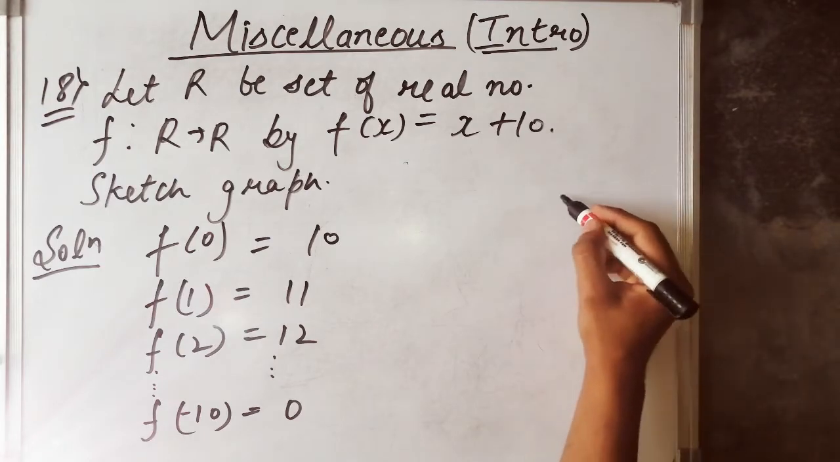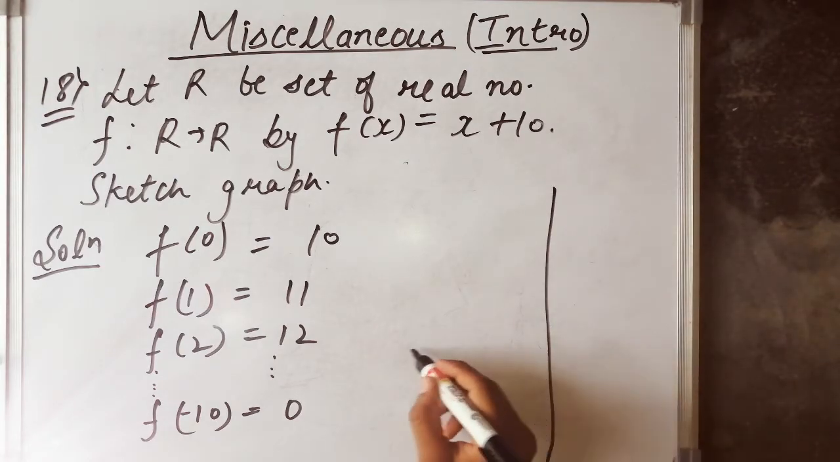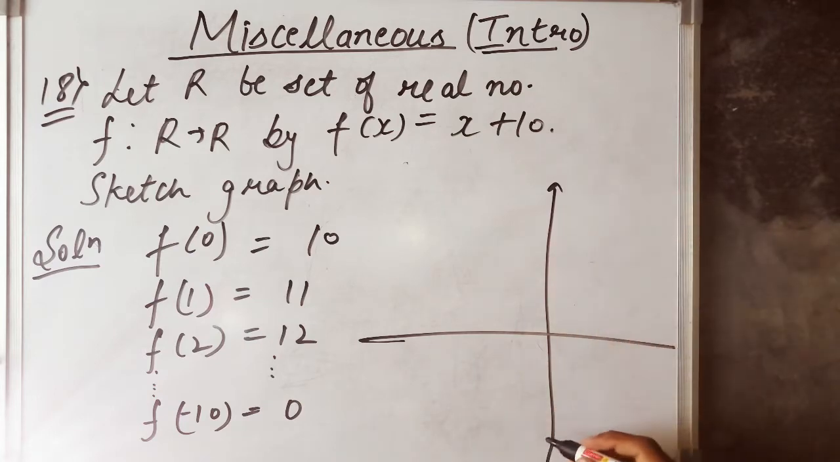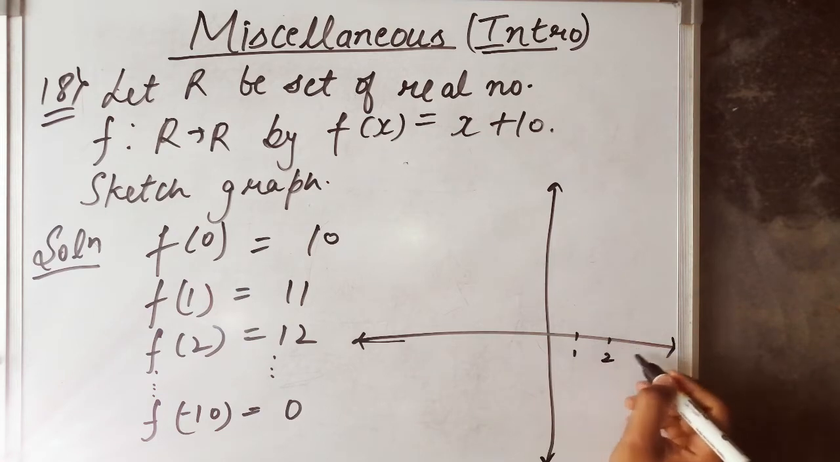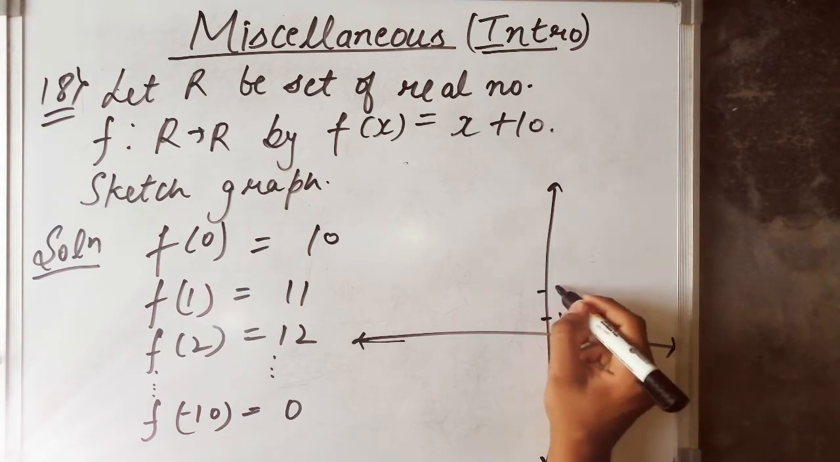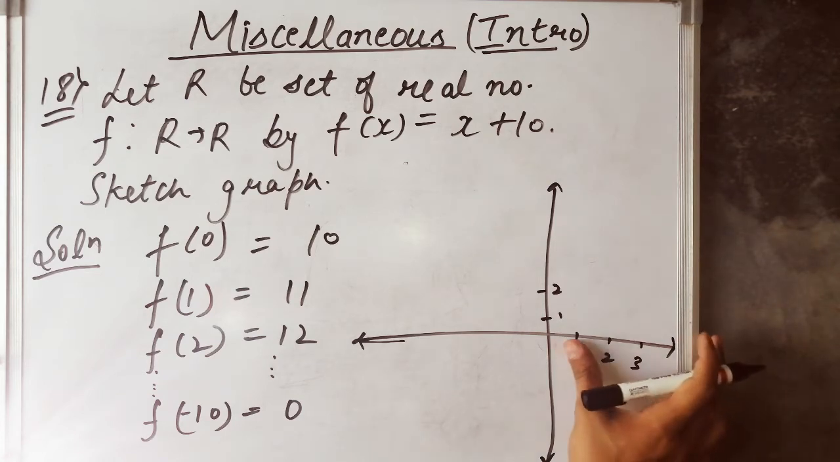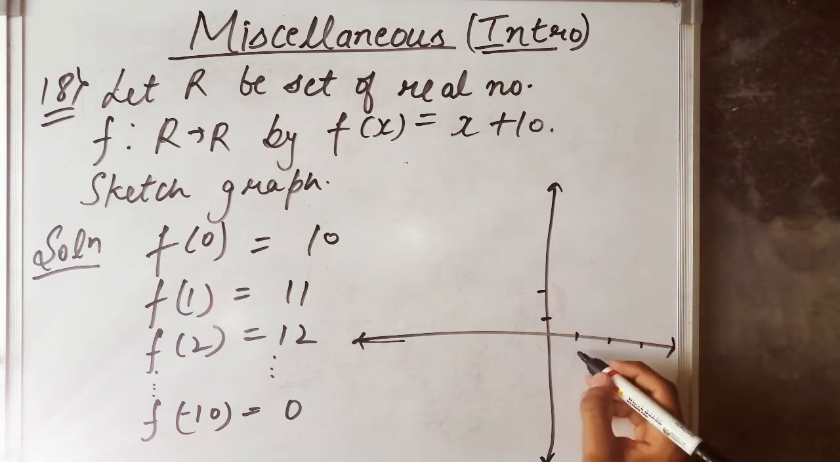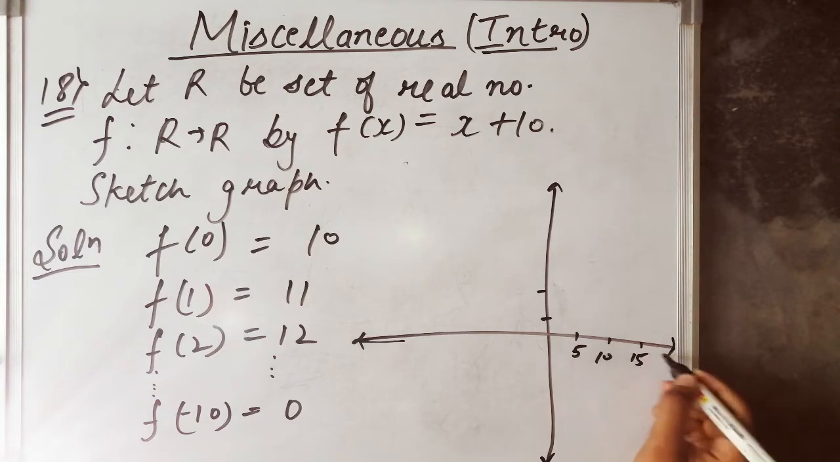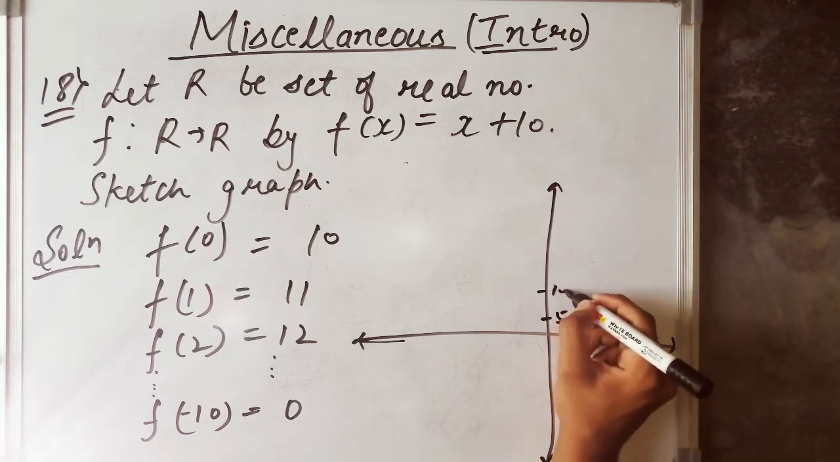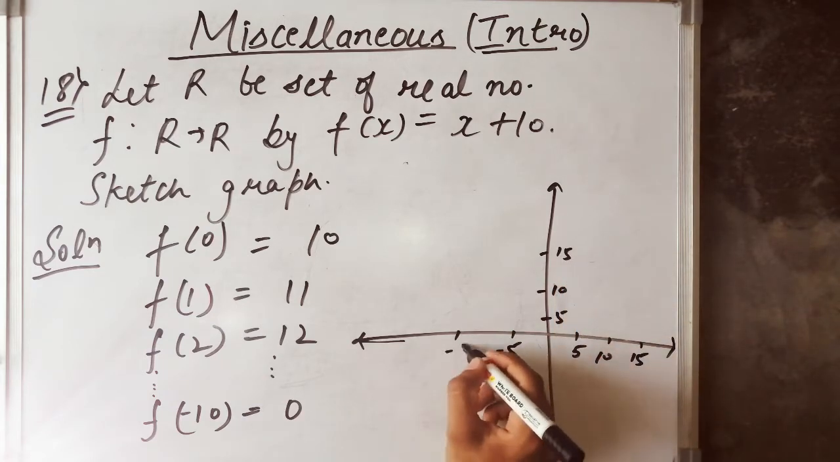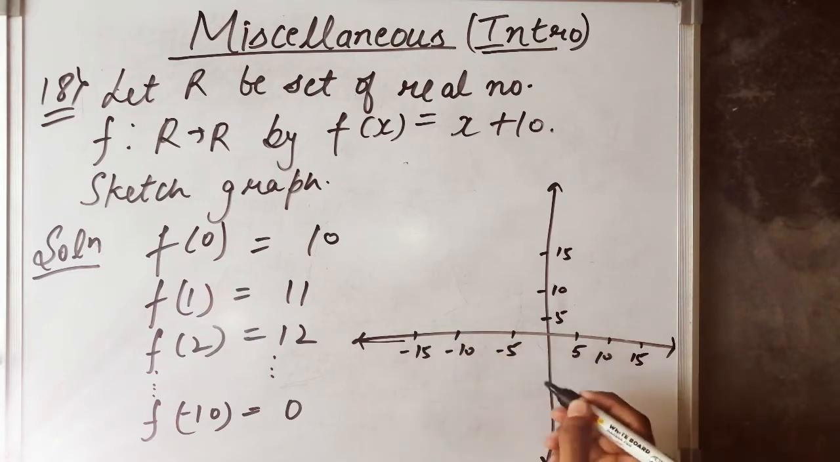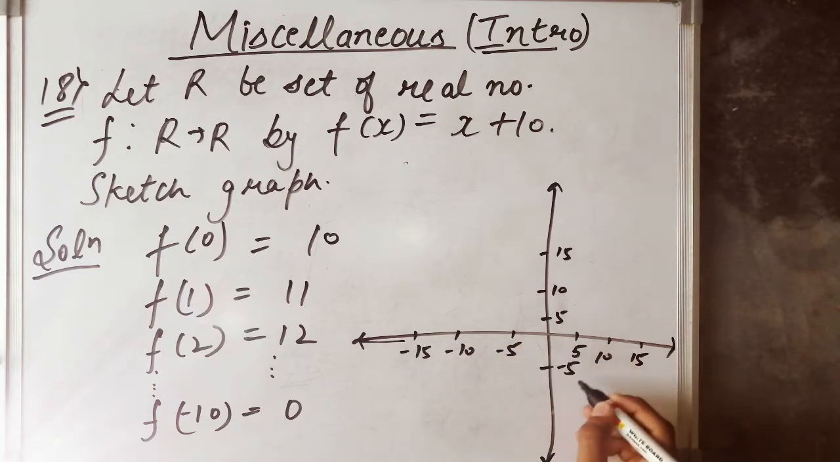Okay, let's draw the graph of this function. Let's take this in gaps of 5: 5, 10, 15, and minus 5, minus 10, minus 15 on the axes.